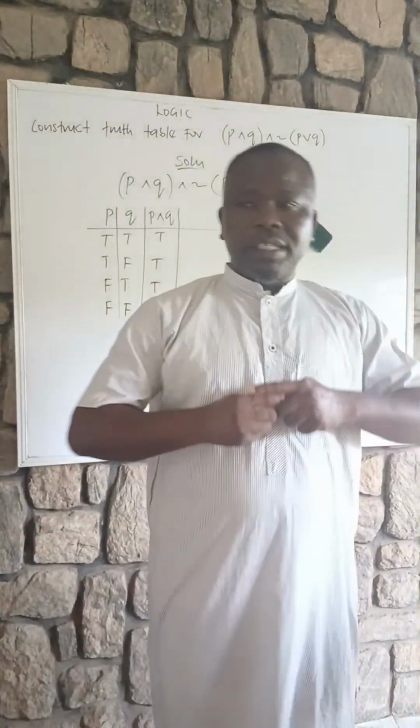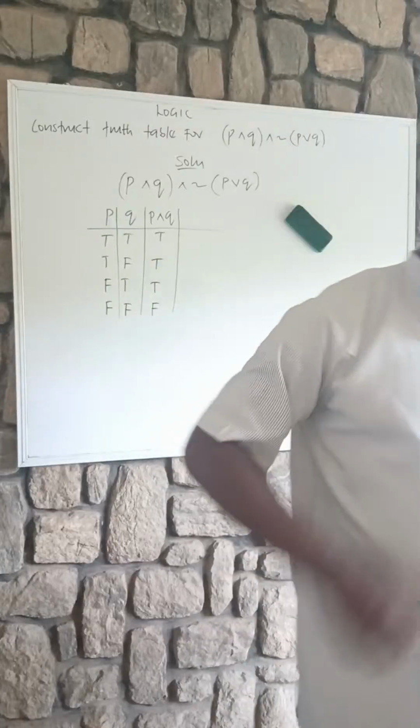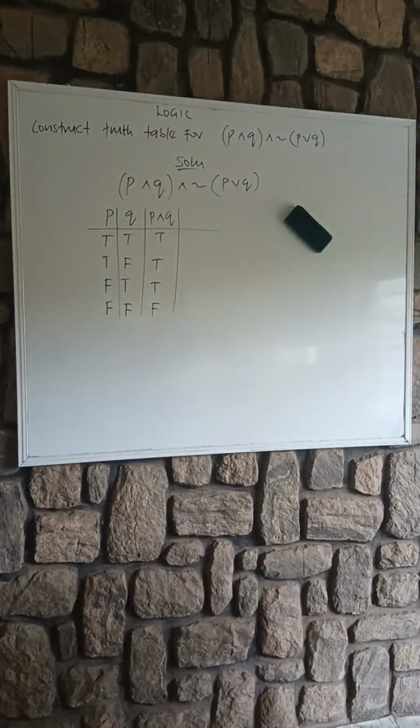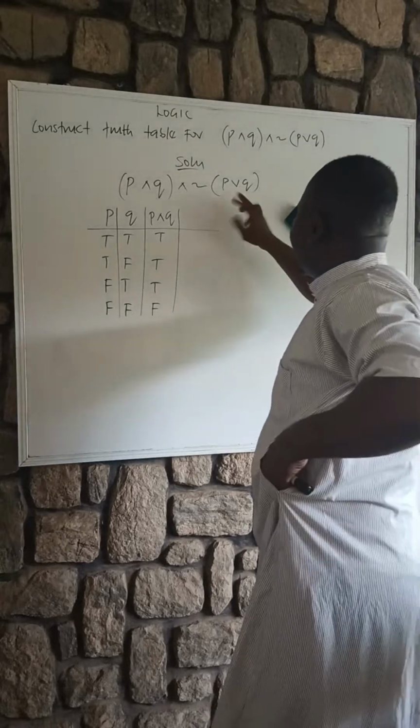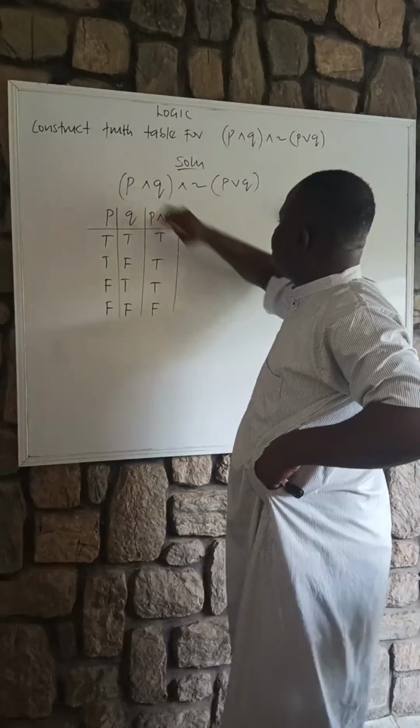Any question? Please drop it in the comment section. Do you have any question before we proceed? Any question so far? No question? It means you are good to go. It's okay. Let's come here. We are done with disjunction.